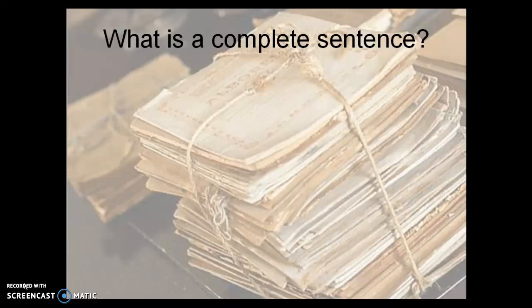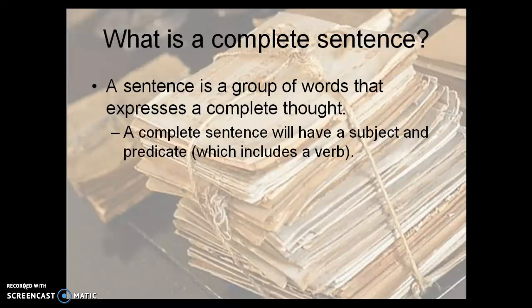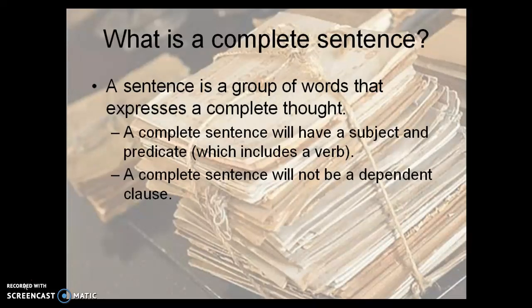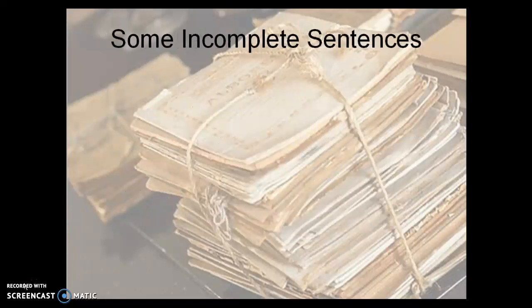So the first thing we need to talk about is what is a complete sentence? I'm sure you're well acquainted with this definition, but a sentence is a group of words that expresses a complete thought. So a complete sentence will have a subject and a predicate that includes a verb. A complete sentence will not be a dependent clause, and we'll talk about dependent clauses later on. A complete sentence does not usually start with a subordinating conjunction. Again, we'll talk about subordinating conjunctions later on.